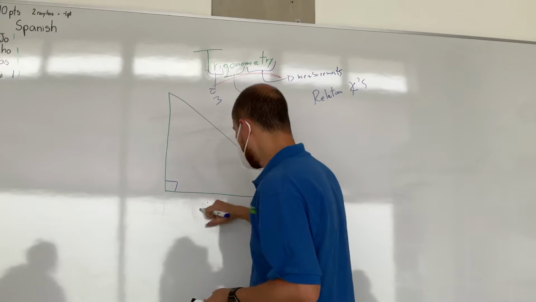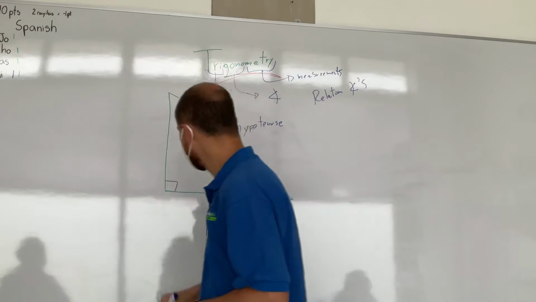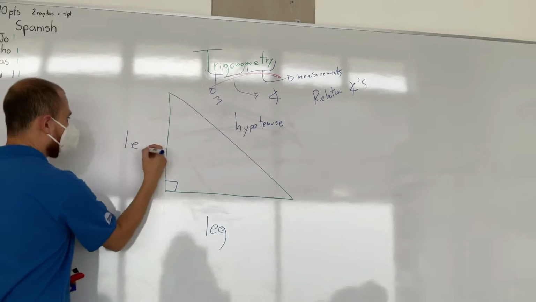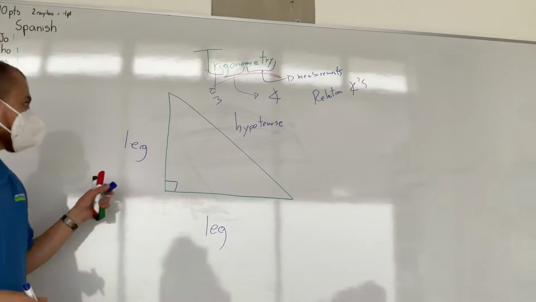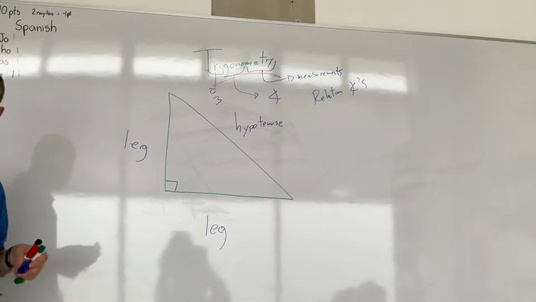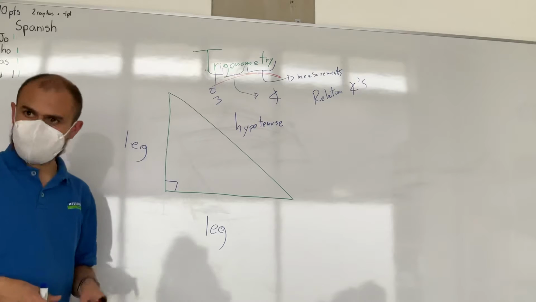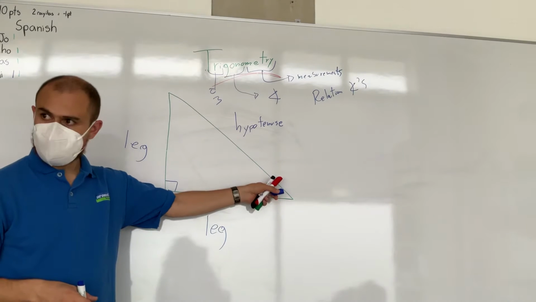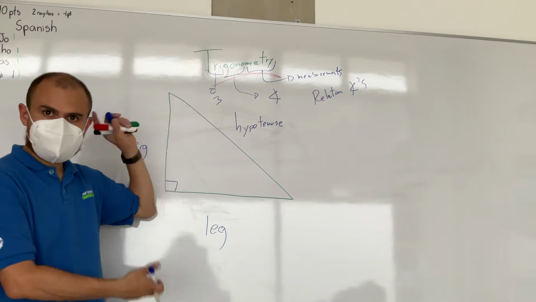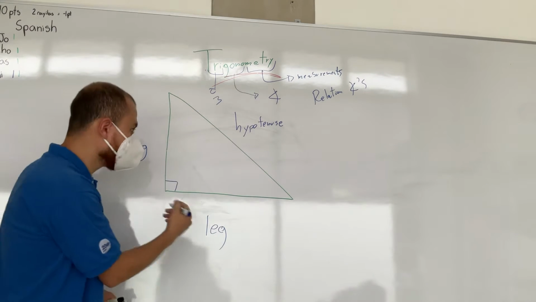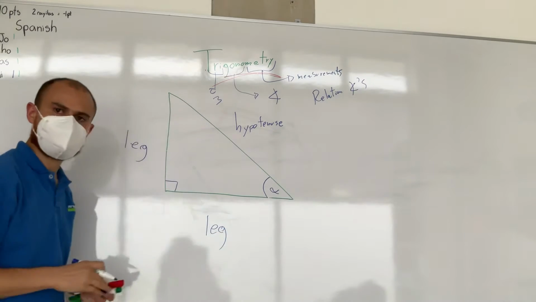I'm going to move them a little bit down because I need to write down something further. Okay, so leg. I'm going to take one of those ones in order to explain something. For this particular example, I'm going to choose this one, but this applies to the other one as well, from its own perspective. I'm going to name this angle alpha.